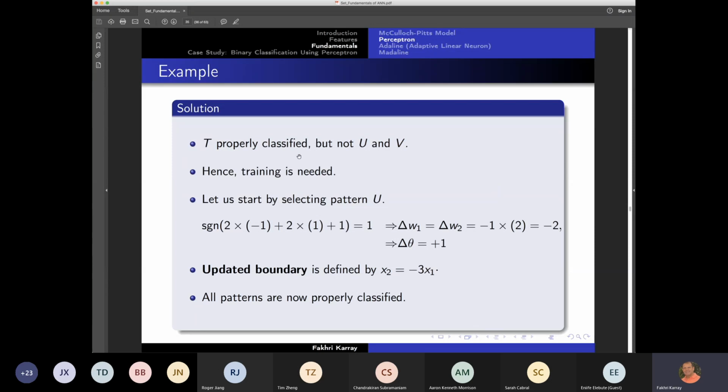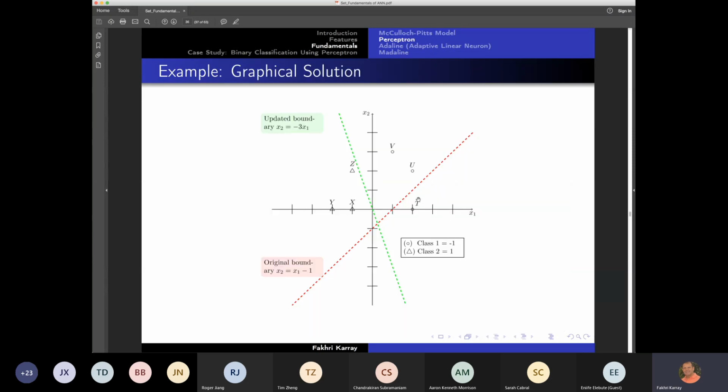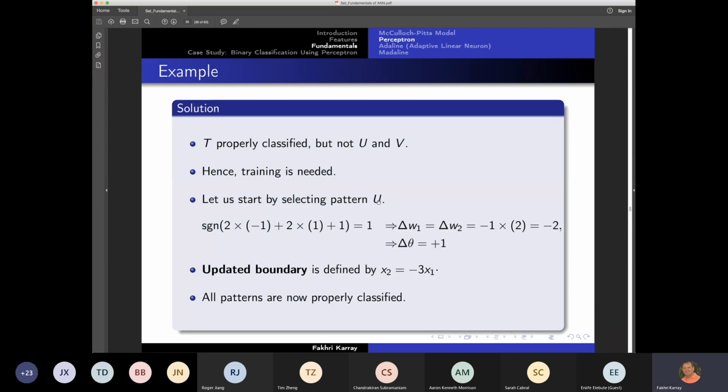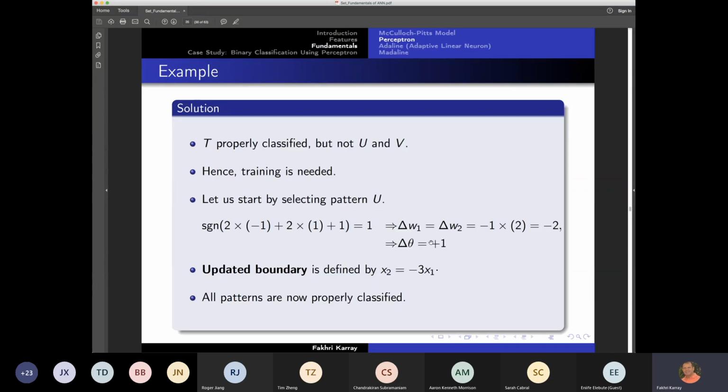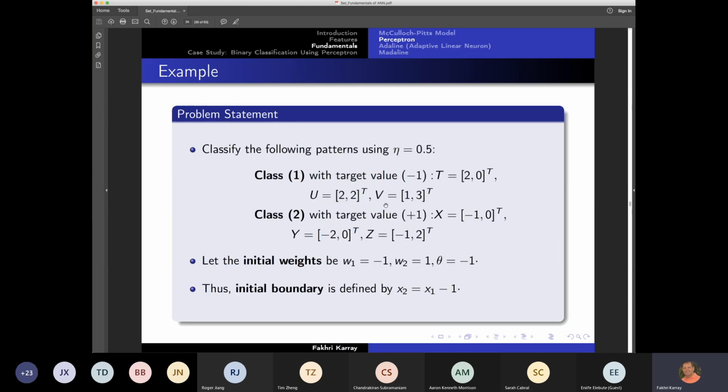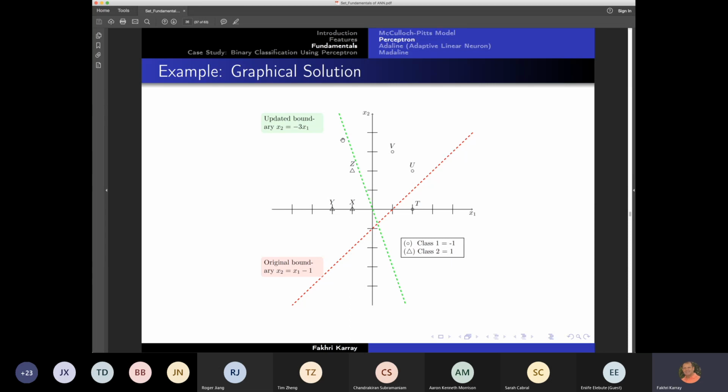And the training of the algorithm tells us so. It says that T is properly classified from this particular side. However, the system tells us that U is not well classified. So what we do, we update the theta, we update the omega to provide us with the second version of the updated boundary, which is equal to -3x1. So this is the new boundary. We have gone now through only 1 and 2 type of value, so we haven't gone through the V, the Z, the X, and Y.